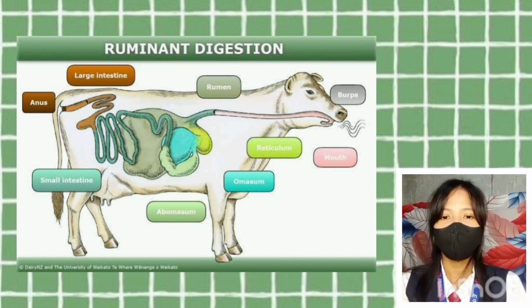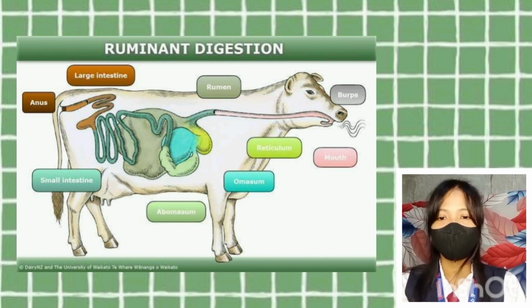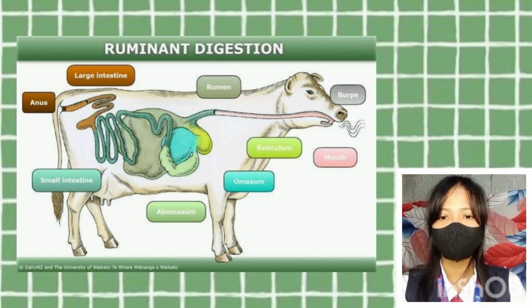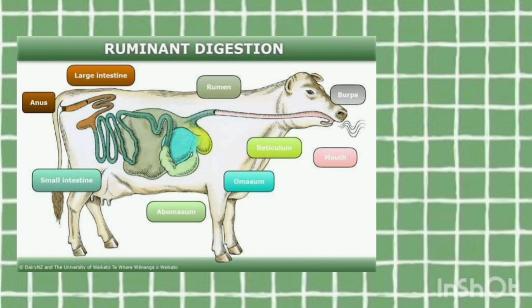Does most absorption occur in the large intestine? The answer is, as food passes through the duodenum, it enters the jejunum and the ileum of the small intestine. This is where a large portion of the nutrient absorption occurs.